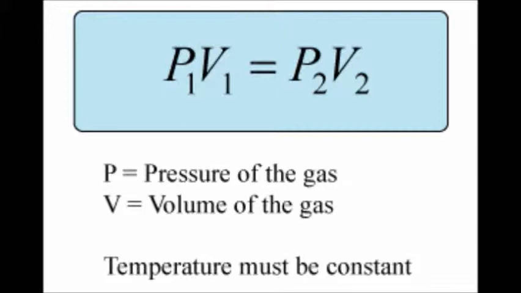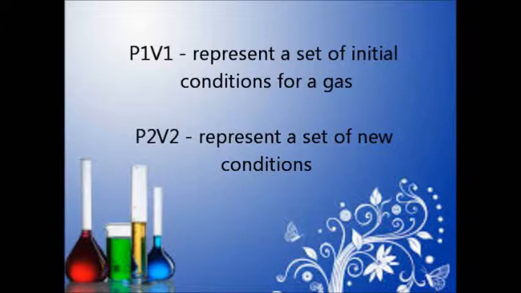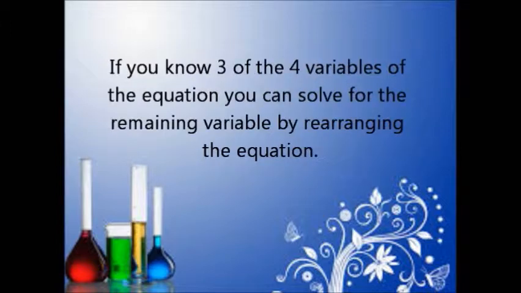P1V1 equals P2V2. P equals the pressure of the gas, and V equals the volume of the gas, but the temperature must be constant. P1V1 represents a set of initial conditions for a gas. P2V2 represents a set of new conditions. If you know 3 of the 4 variables of the equation, you can solve for the remaining variable by rearranging the equation.